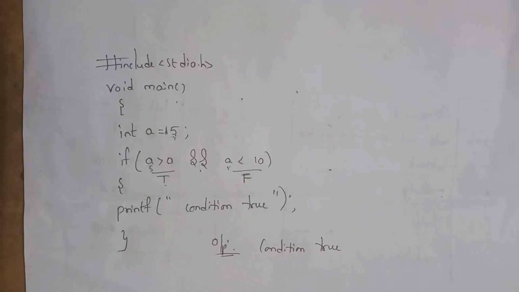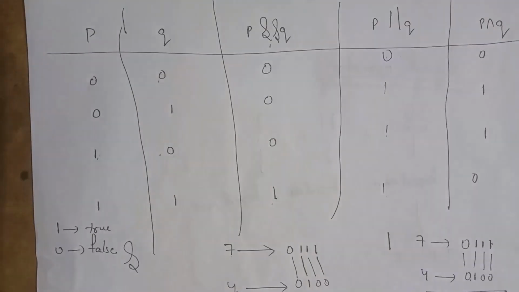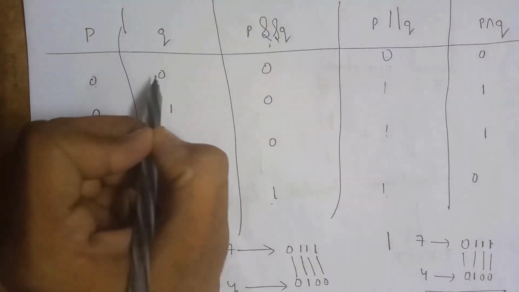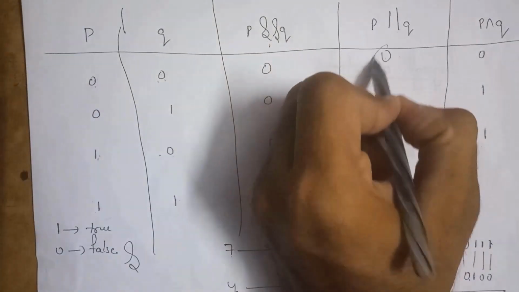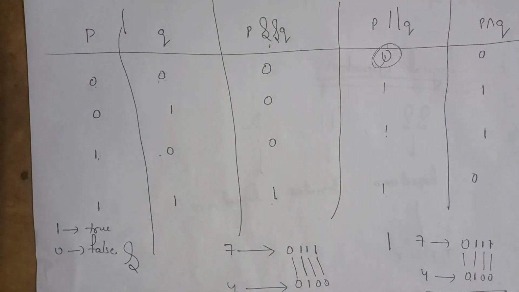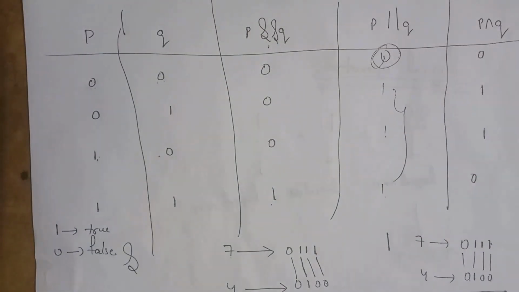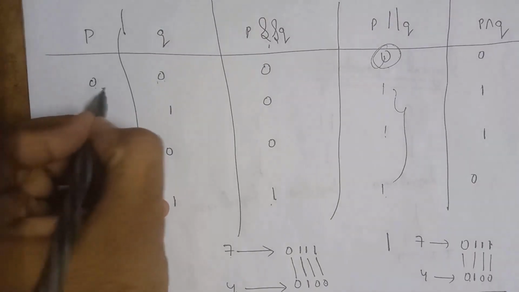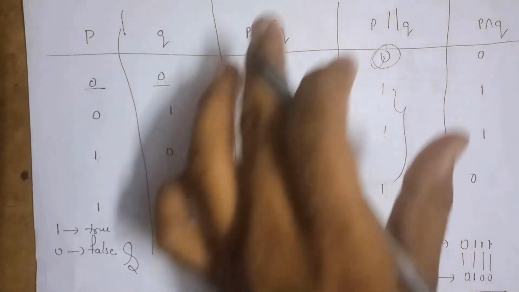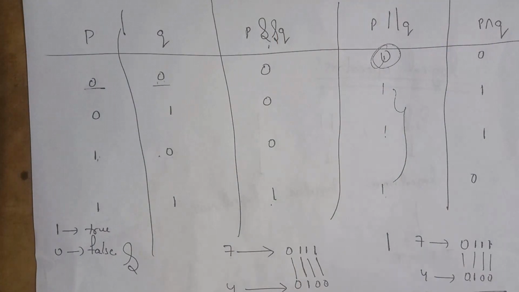Next I will explain the logical OR operator. For the logical OR operator, if both conditions are false, then I will not get any output. If any single condition is true, then I will get output. Only if both conditions are false will I not get any output. I will give one example so that you can clearly understand this logical OR operator.